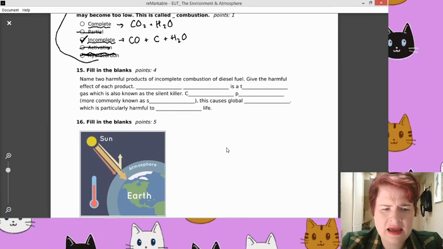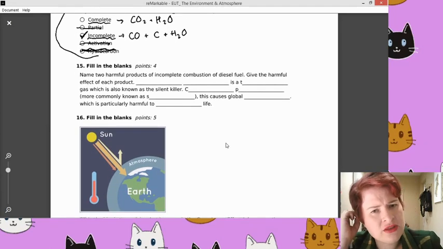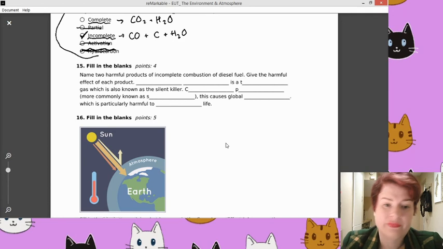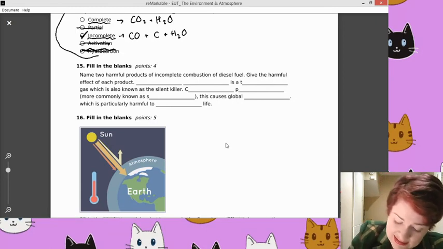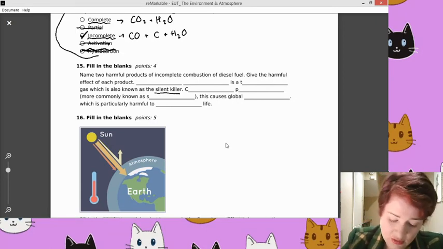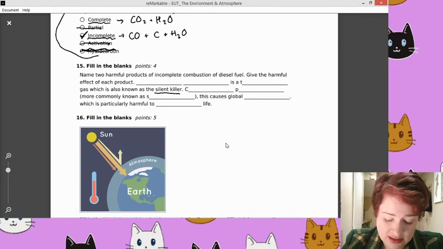15 was a fill in the blanks, but with no word bank for you to use, no clues. So let's have a look at this together. Name two harmful products of incomplete combustion of diesel fuel. Give the harmful effects of each product. So something something is a T something gas, more commonly known as the silent killer. Well, the silent killer is carbon monoxide.